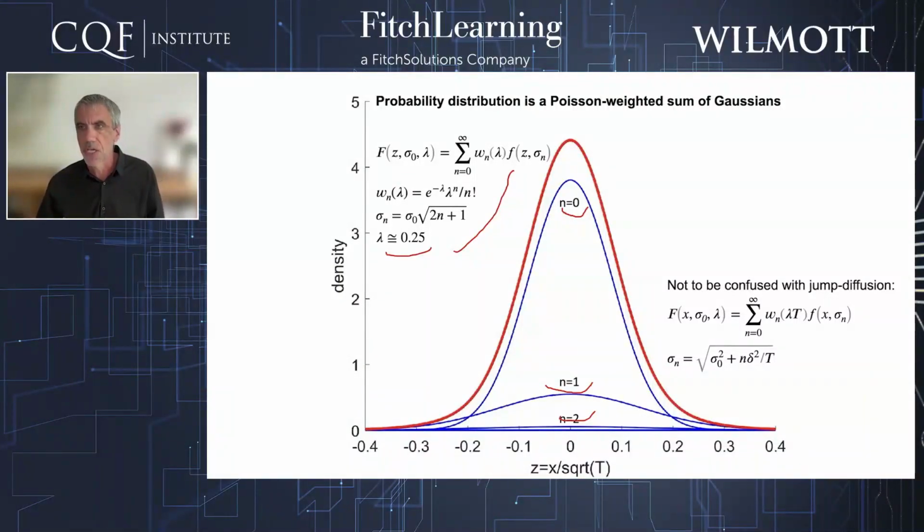So this model is kind of similar, if you're familiar with jump diffusion, in the sense that they're both Poisson-weighted sums of Gaussians. But in jump diffusion, if you have large T, this saturates out, so sigma n just approaches sigma 0, which is not the case with the quantum model. And there are other differences; they're really not the same.